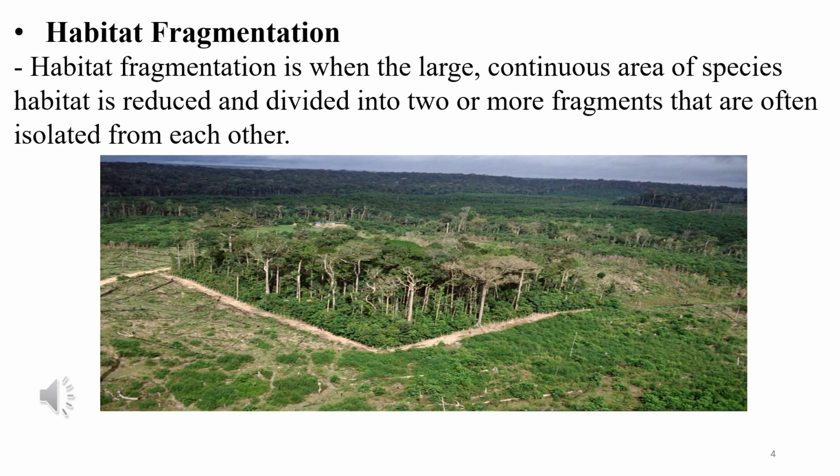The second concept is habitat fragmentation. So habitat fragmentation is when the large continuous area of species habitat becomes reduced and divided into two or more fragments, and often these fragments are isolated from each other. While the island biogeography theory was originally developed to explain species composition or richness on oceanic islands, ecologists studying habitat fragmentation apply the island biogeography theory to terrestrial islands created by habitat fragmentation.